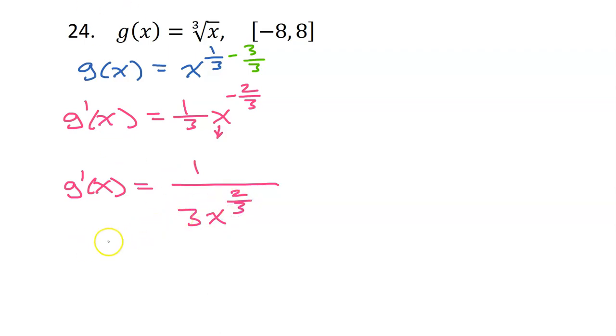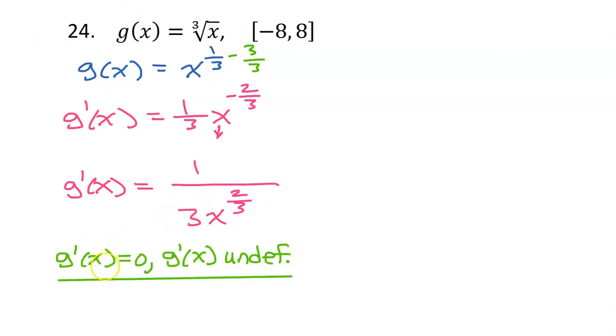I need to find the critical numbers. There are no values of x that will cause g prime to equal 0 because the numerator is a constant. If I want to find a value of x that will cause g prime to be undefined, I look at the denominator. I can see that x equals 0 will cause g prime to be undefined. So this is my one and only critical number.